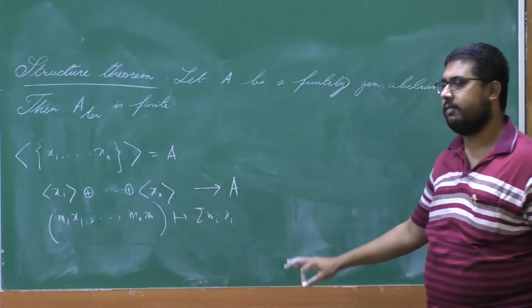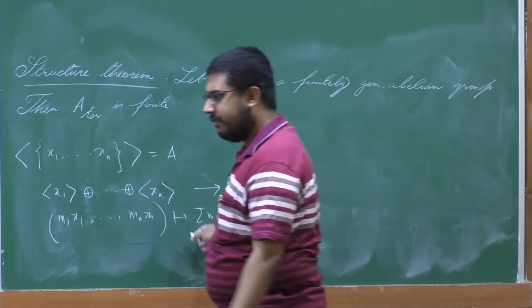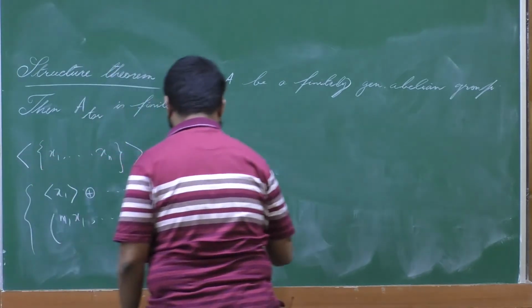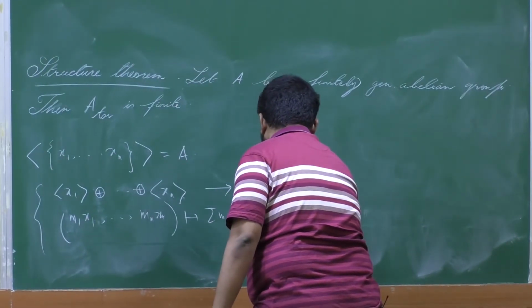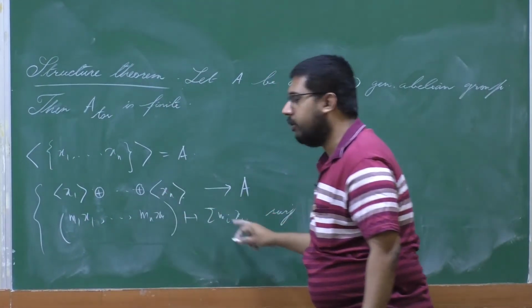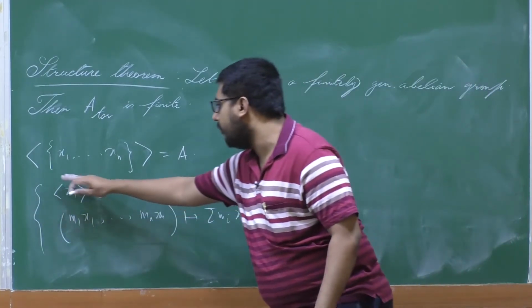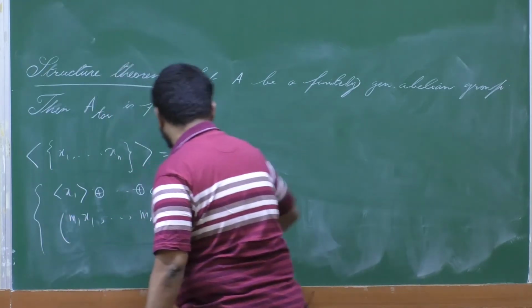But this homomorphism is already there. Whenever it is a generating set, we have this as a surjective homomorphism. If it were a basis, then we could have said that this is an isomorphism, but from the fact that it is just generating, we can only say this is surjective.